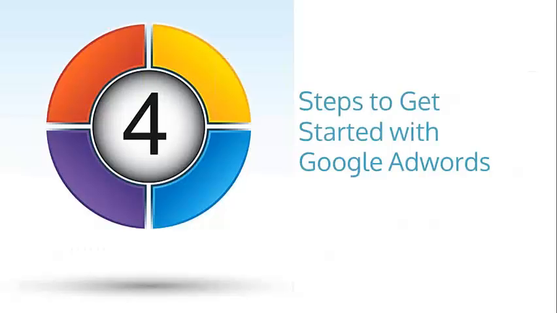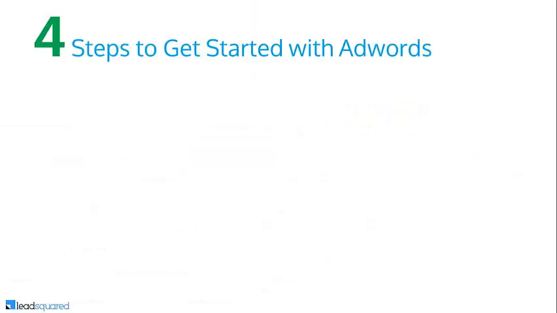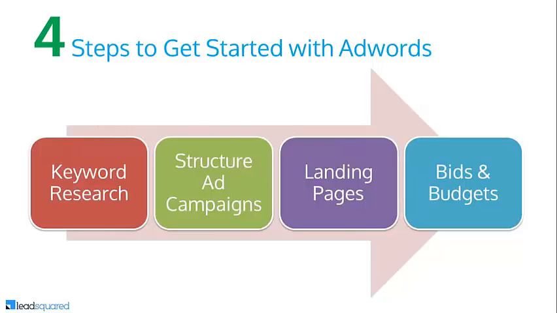So let's begin with the first section, which talks about the steps to get started with Google AdWords. There are 4 steps. The first step is keyword research. Next is structuring the ad campaigns. The third is how to create landing pages, and bids and budgets. So let's begin with keyword research.